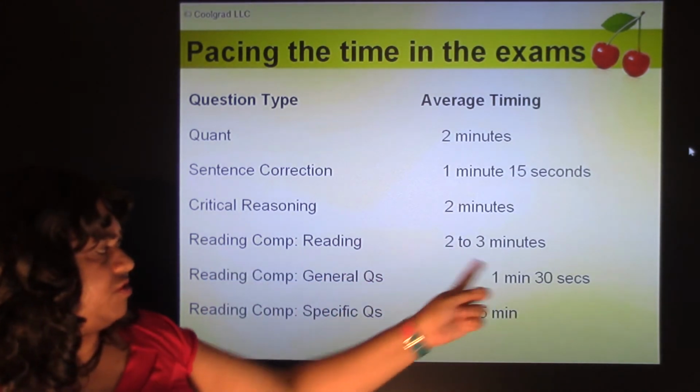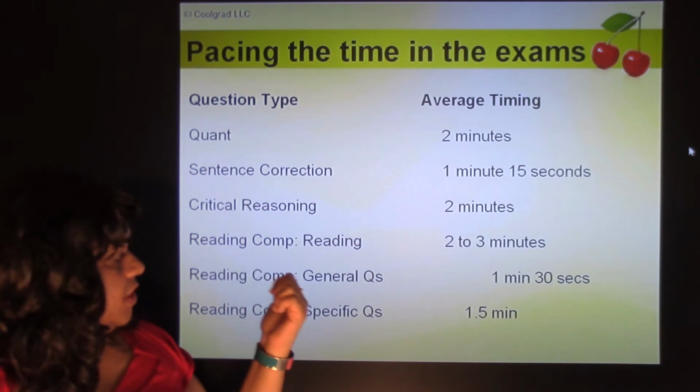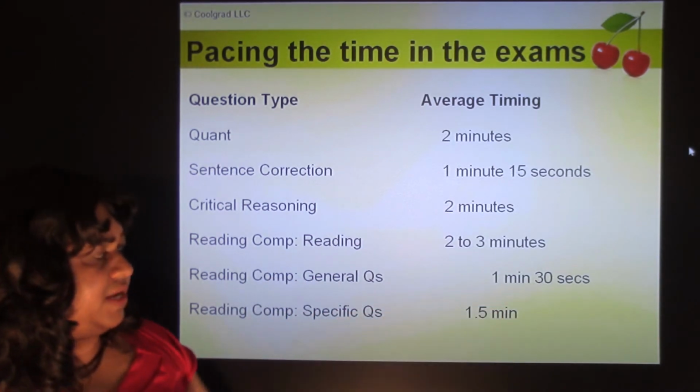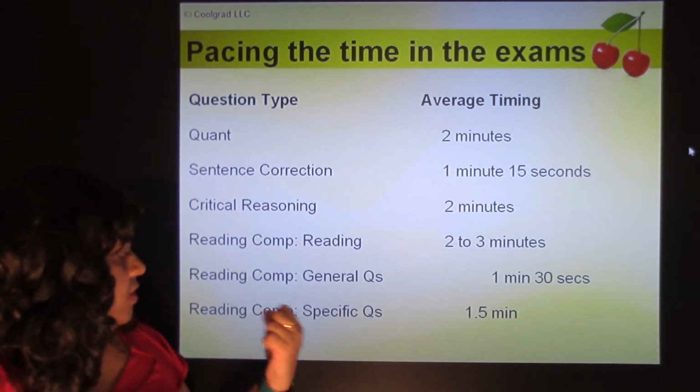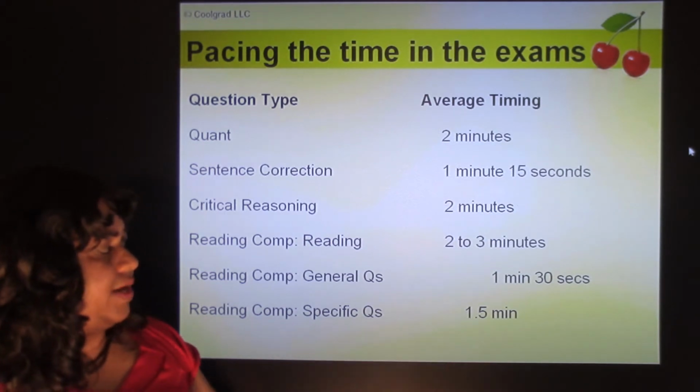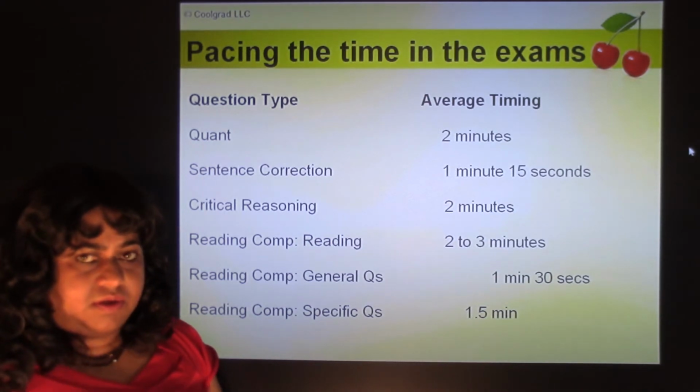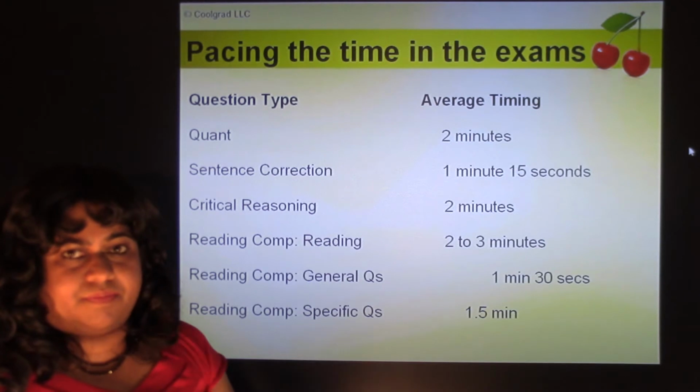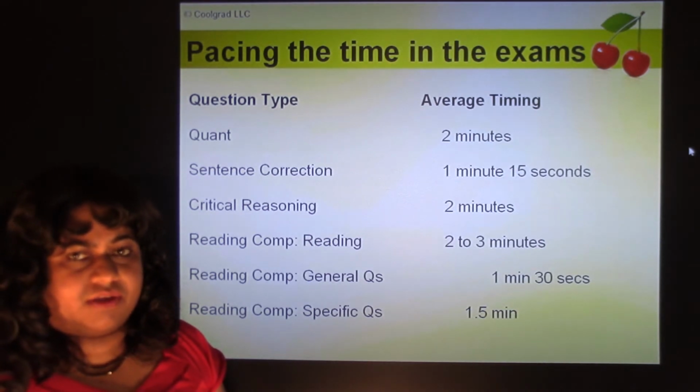Reading comprehension, 2 to 3 minutes per question. Reading comprehension general questions, 1.5 minutes per question. Reading comprehension specific questions, 1.5 minutes per question. This is the average time reported by various test takers.